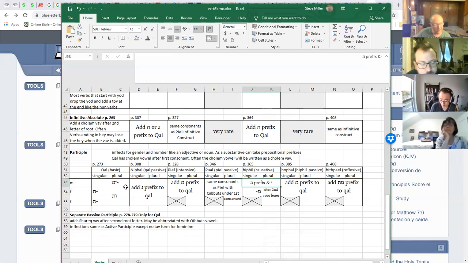And then, see, they have these same endings, so it would be singular. It would be masculine singular because it doesn't have one of these endings on it.